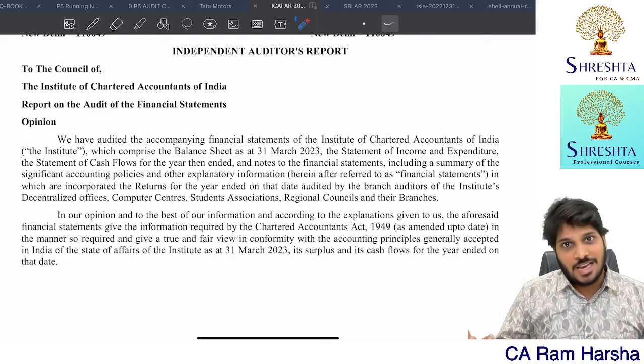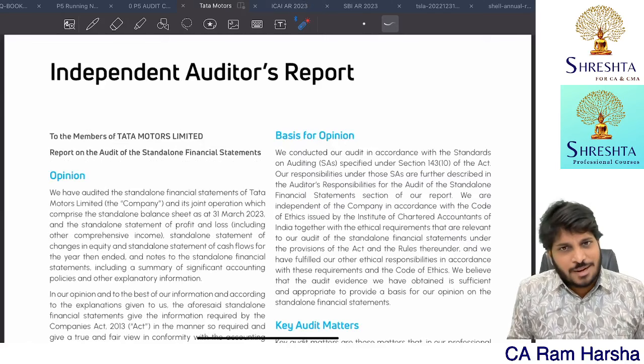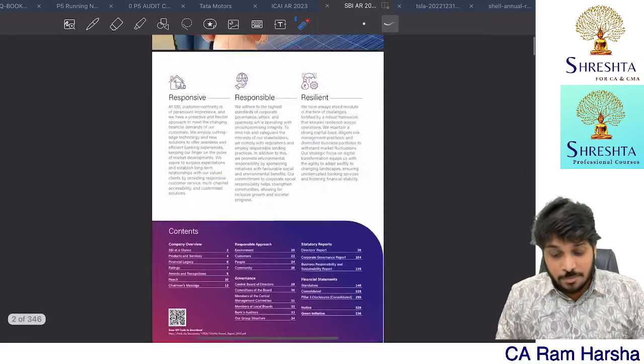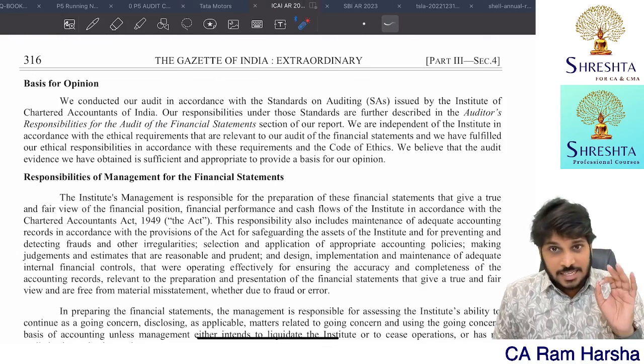You see, independent auditor's report. There is an opinion, and there is a basis for opinion, similar to the Tata Motors audit report format, right? Now look at State Bank of India. This is State Bank of India, which is a banking company. Understand? Tata Motors is a manufacturing company, registered under the Companies Act and listed on the stock exchange. ICAI is a body corporate, which is registered under the CA Act.